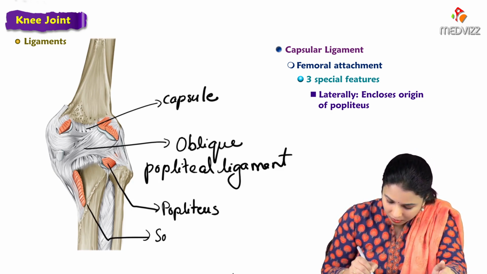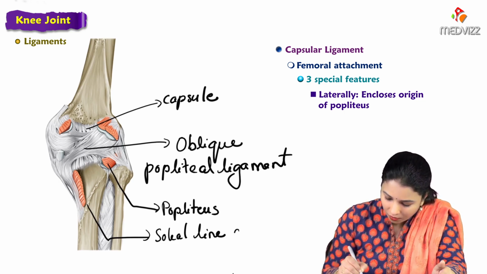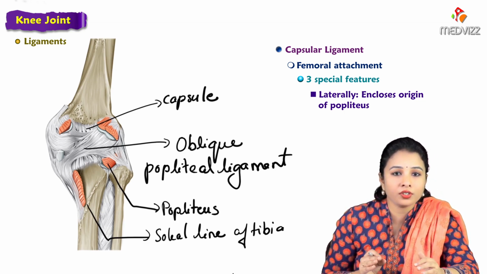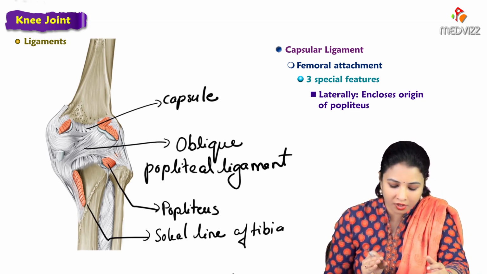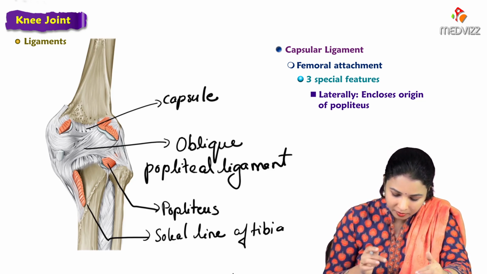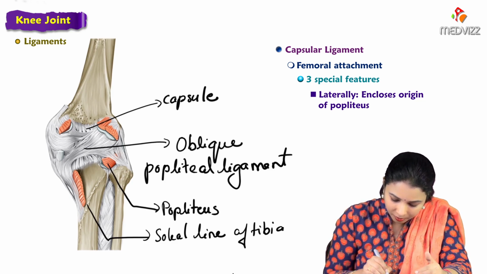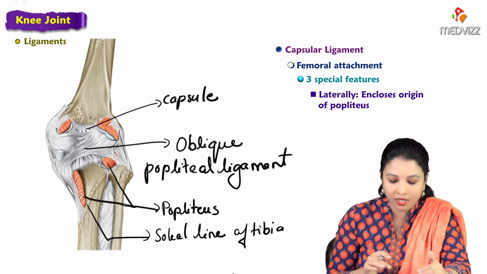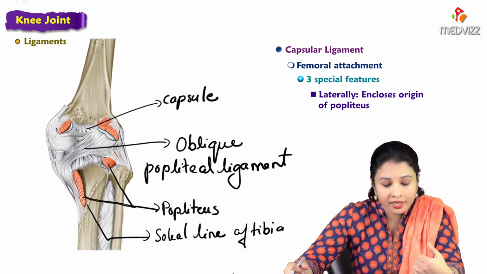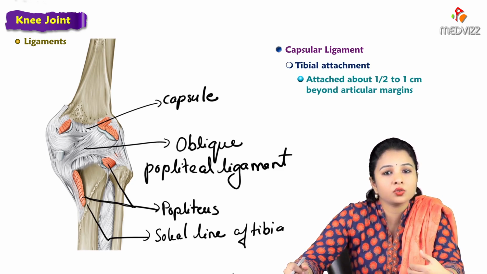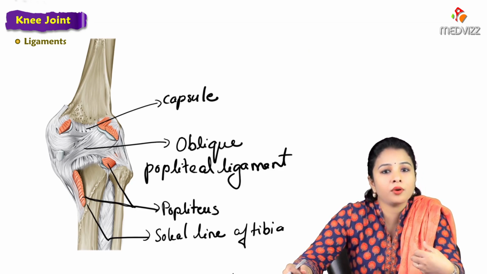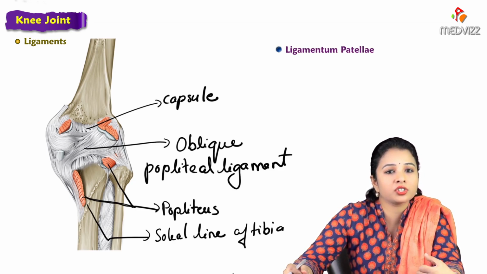This is the soleal line of tibia. So this is the posterior aspect of the knee joint. So we can appreciate the capsule, and we can also see the popliteus muscle, cut part of. This is the other end of the popliteus, cut part of popliteus muscle. So that is about this femoral attachment. And tibial attachment, it attaches half to 1 centimeter beyond the articular margins, and we know about the ligamentum patella as the special feature.